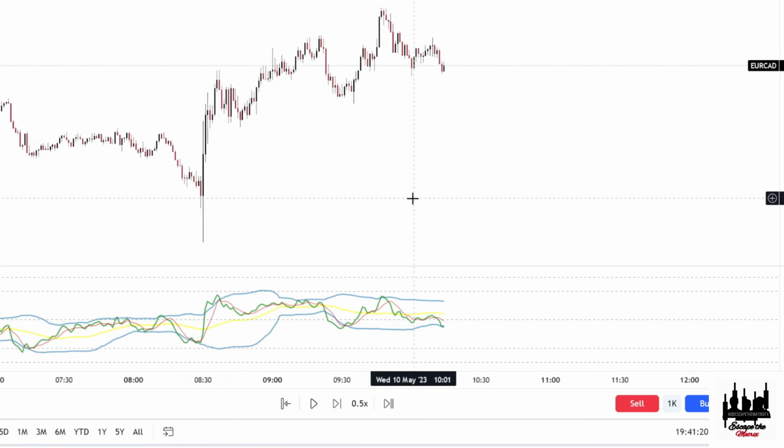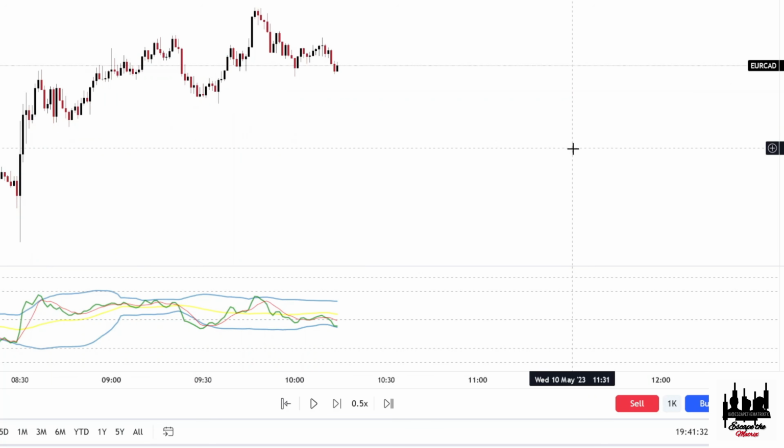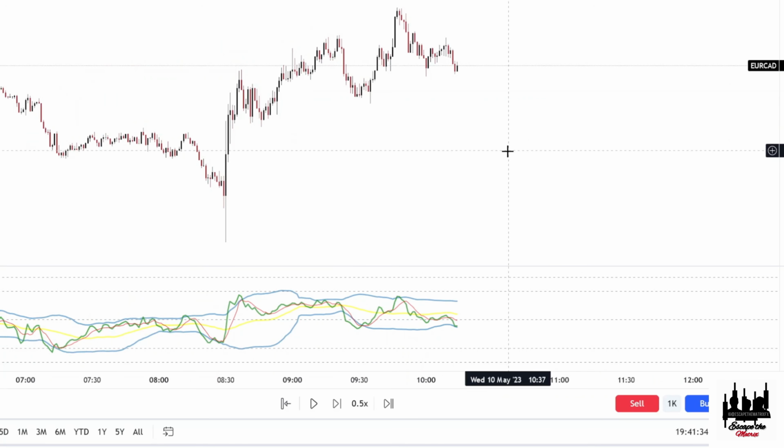So this is our divergent method, right? And what we use to gauge divergence here is the TDI. Which one specifically? The one by Jacob Donovan. Settings are default. So how you would use this is you want to look for divergence, but what occurs during a divergence? You're waiting to catch the stop hunt at its peak.